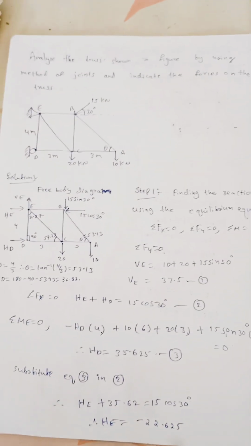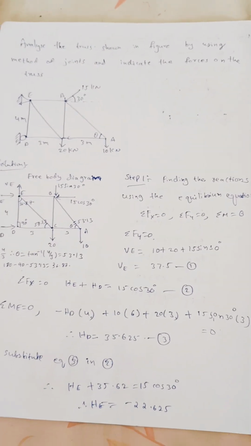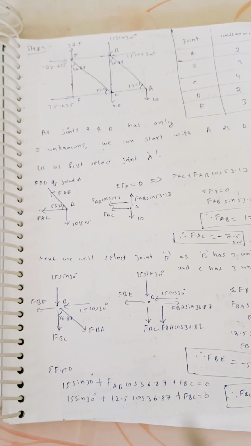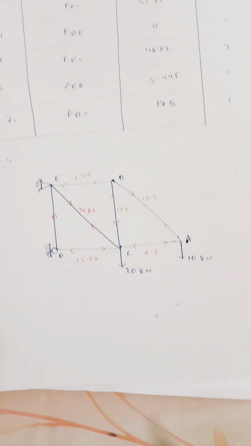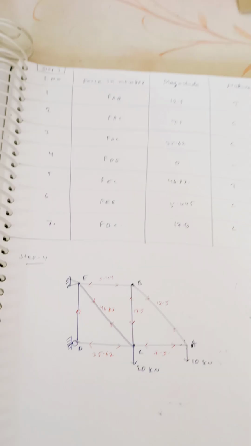We have 4 steps here. First we have to find the reactions, then we have to find the forces in all the members, then we have to show them in the form of a table, and then indicate the forces on the truss. That's it. Thank you.